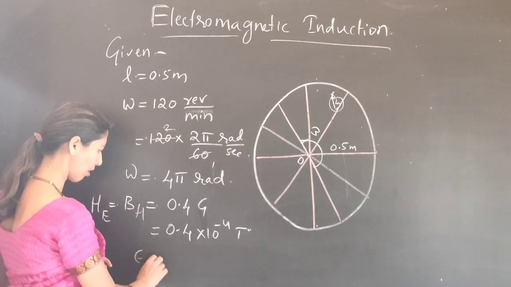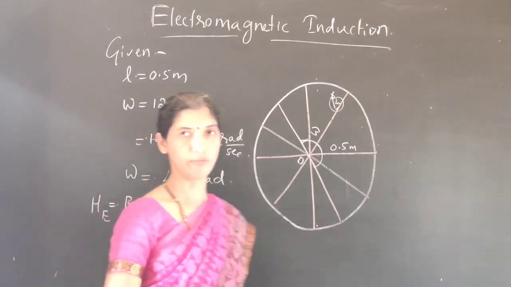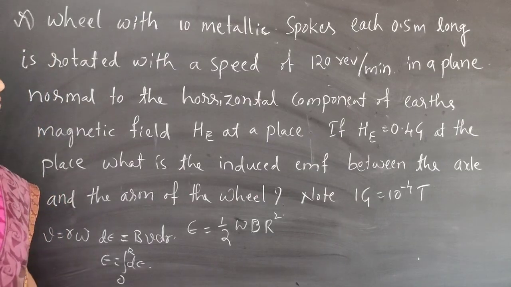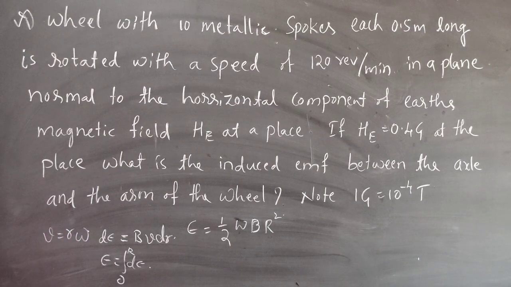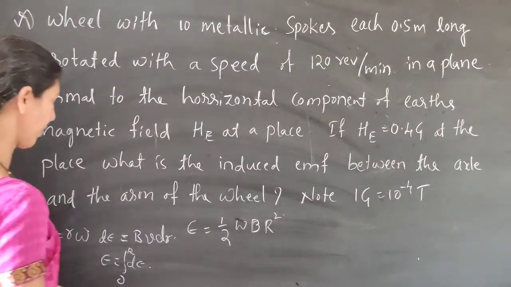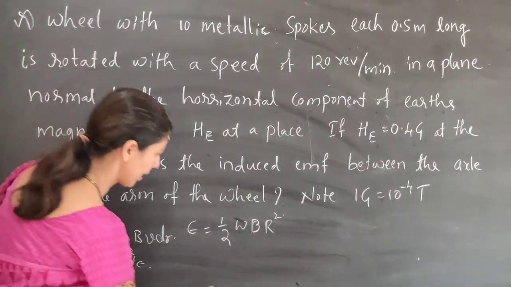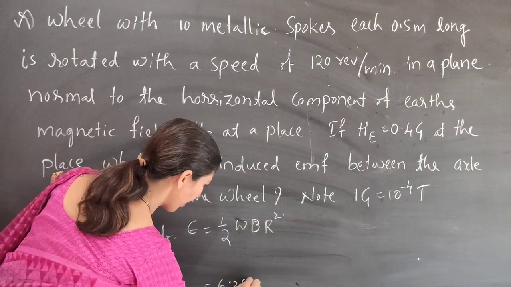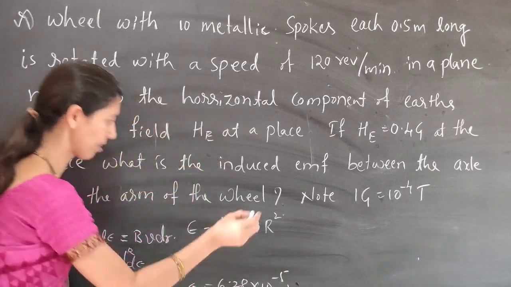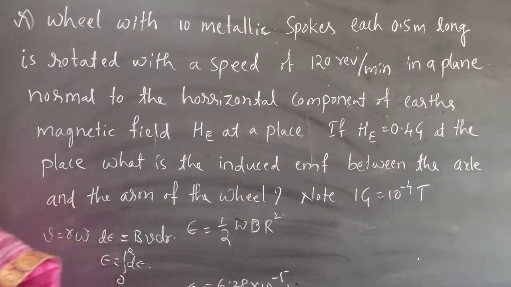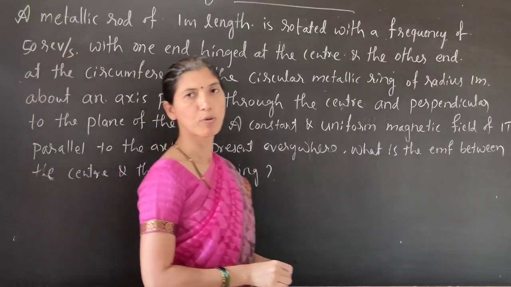Now we have to calculate the EMF induced. Find out the value. The answer for this problem is 6.28 into 10 raised to minus 5 volt. So this answer you have to get. Okay. Let us solve this problem.